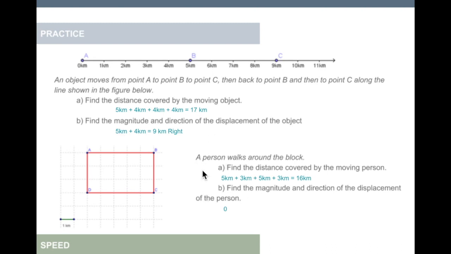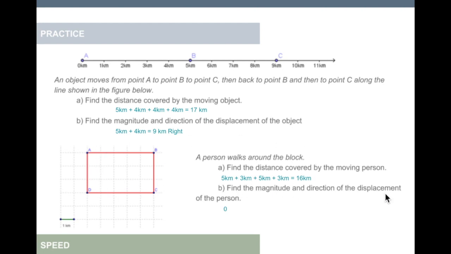For this next one, a person walks around the block. Find the distance covered by the moving person. Each of these blocks is 1 kilometer, so we can just go ahead and count the blocks that we go. We're starting from A and walking around one time. So 1, 2, 3, 4, 5, 6, 7, 8, 9, 10, 11, 12, 13, 14, 15, and 16. So 16, or you could have broken it up into the different sides: 5 plus 3 plus 5 plus 3.